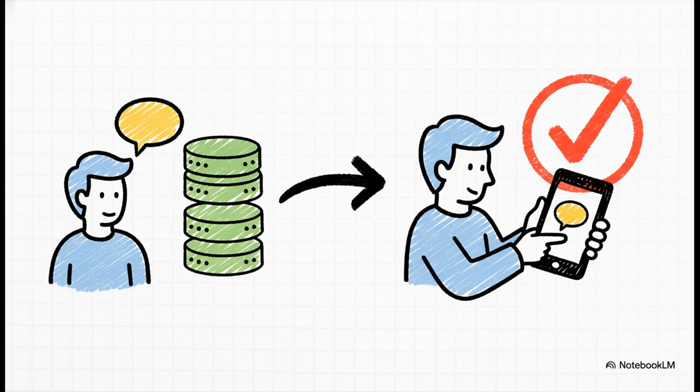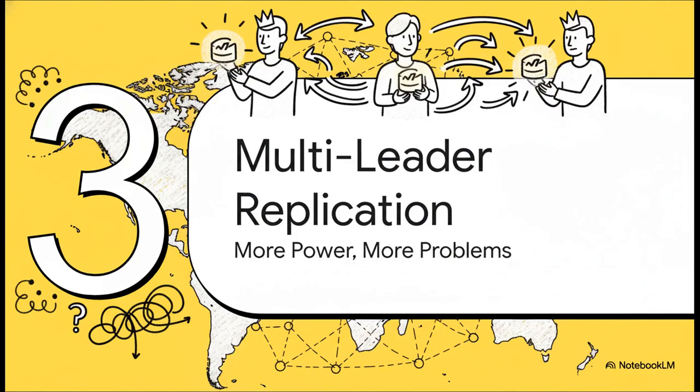To fix that whole disappearing comment issue, for instance, there's a specific guarantee they can implement called read your writes consistency. It's basically a promise from the system that says, hey, you will always see the updates that you just made. So, to get around some of these limits of having a single leader, especially when you're dealing with a truly global scale, engineers came up with the next logical step, multi-leader replication.